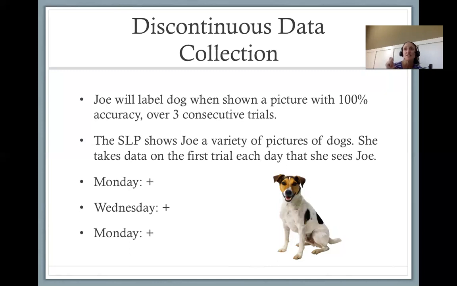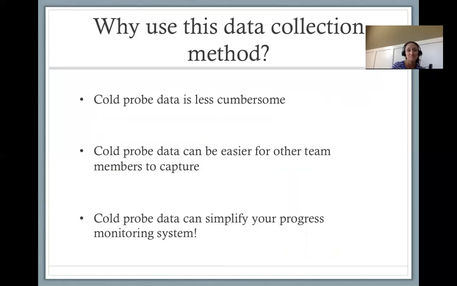Wednesday she goes in, shows him the picture of dog, he gets a plus. The weekend happens, yay. Monday rolls around, she sees Joe for therapy, shows the picture of dog, and he gets it. Wow, okay, he's met mastery, because if we go back to our goal, it says with 100% accuracy over 3 consecutive trials. That means those sessions, or we could actually put over 3 consecutive sessions, whatever would make most sense for you. So that's an example of discontinuous data collection.